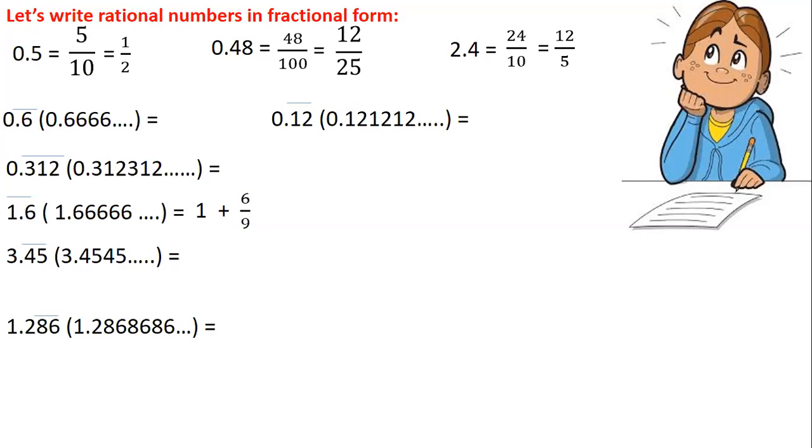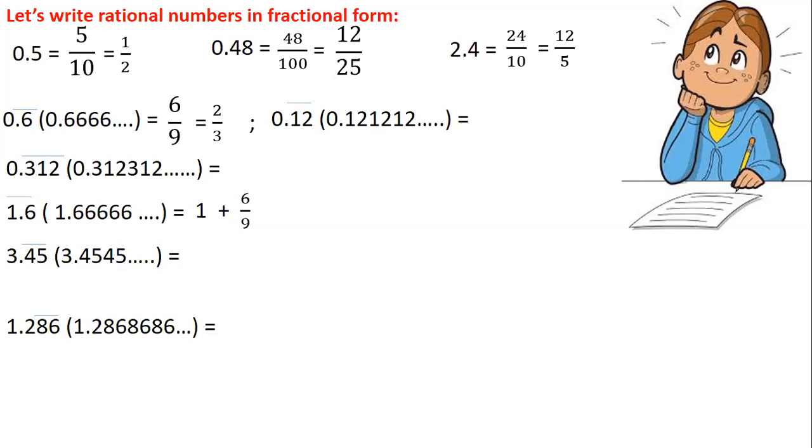Now 0.6 bar, it is 0.666. So here the periodic is 6. So how can we write it? We write it 6 over 9, and it can be reduced into 2 over 3. So it can be written as a fraction.